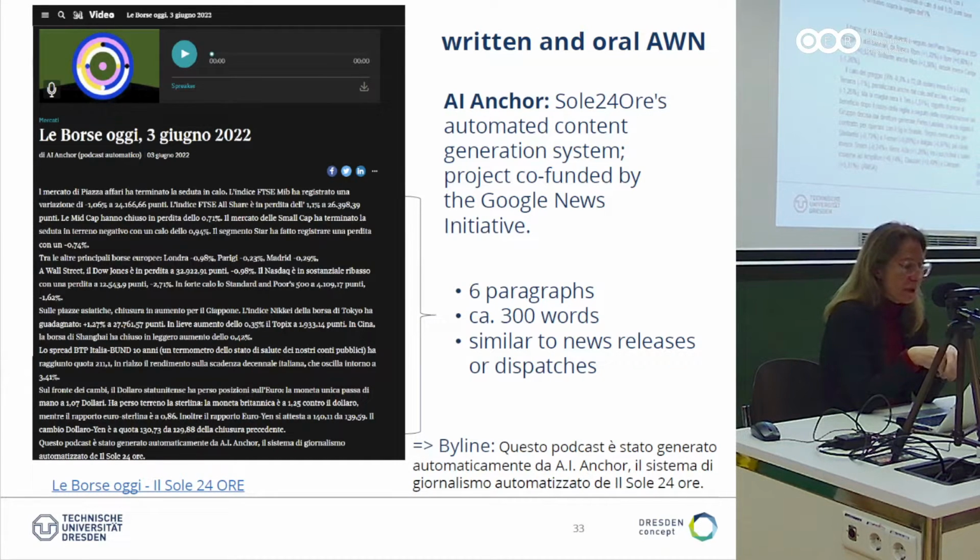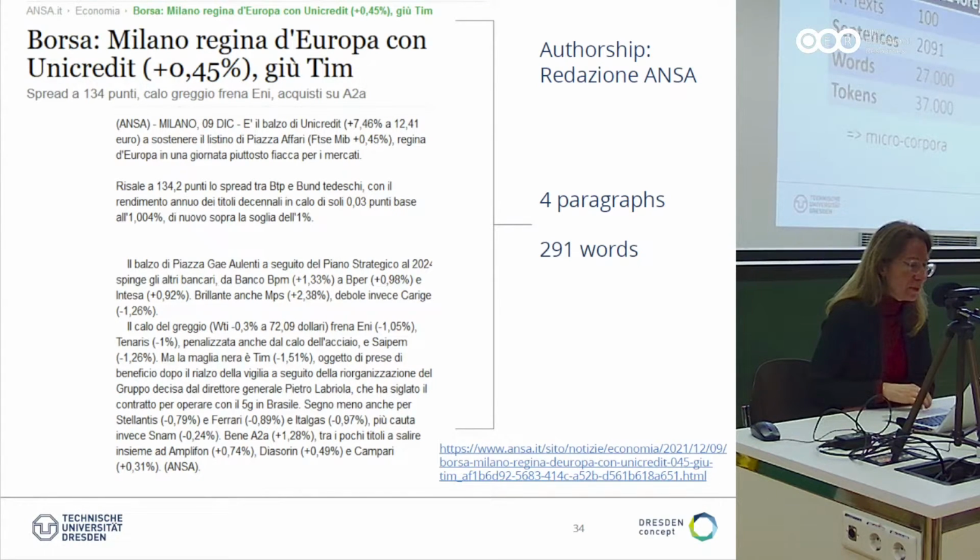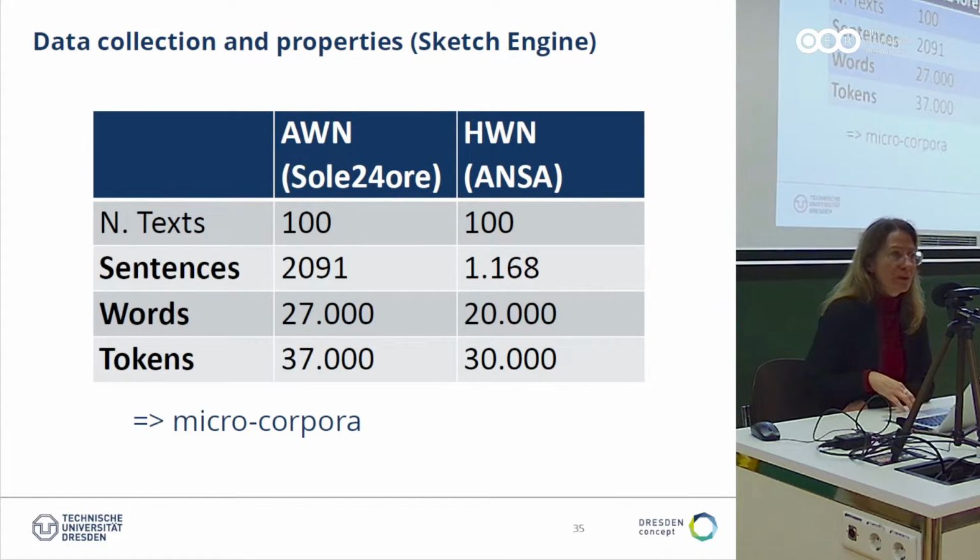So this would be an example of human written text that you find on the website of the Italian news agency ANSA. What is important for us to say in particular is that it looks very similar in the macro units, 4 paragraphs, and also the size, 291 words. So this is a closely associated text. So what I did is that I collected 100 texts that were generated and 100 texts that were human written. And you can see in this chart already some figures related to quantitative properties of these 2 small, I would say, micro corpora.